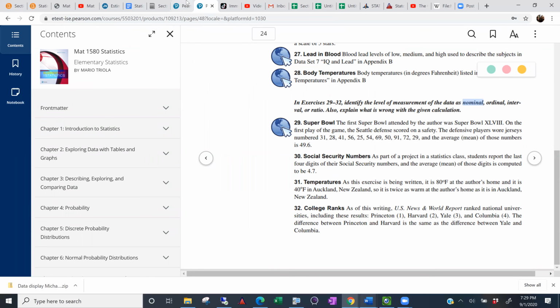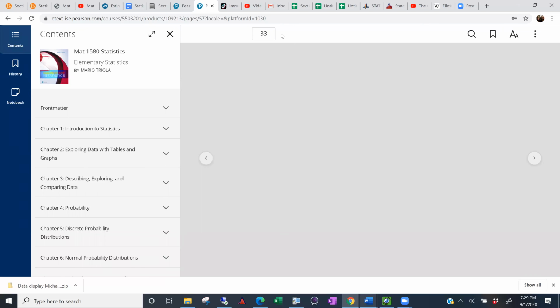So that's jumping up to page 33. If you're following along in the book and you want to move along with me, we're going to jump up to page 33.